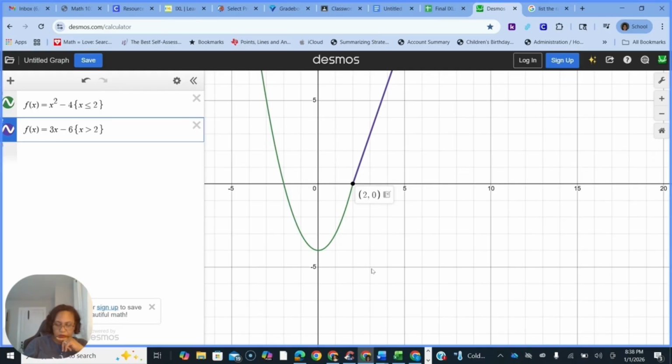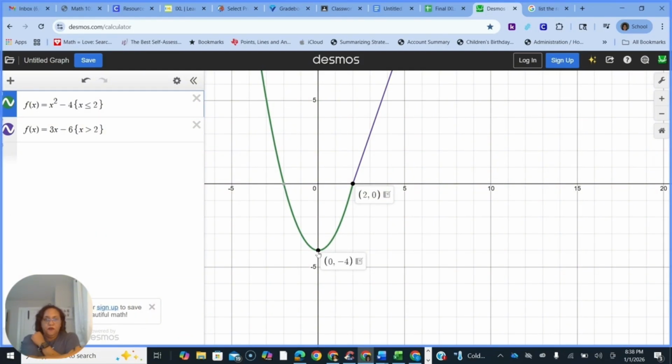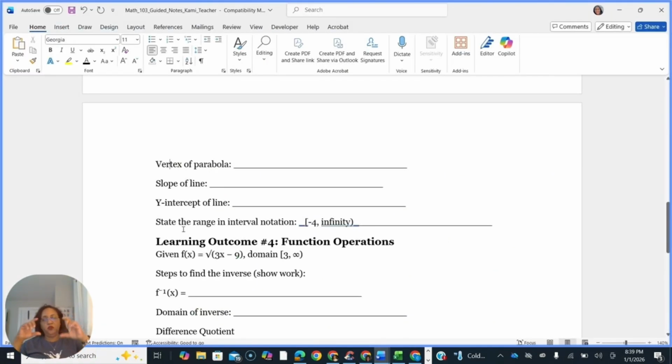And then determine the range of the piecewise function. So the range is going to be from this bottom part, which is -4 to infinity. Okay, so it's going up forever to infinity. But you'll have a section where you just pick, it's part C. So you just choose the correct graph of the piecewise function.